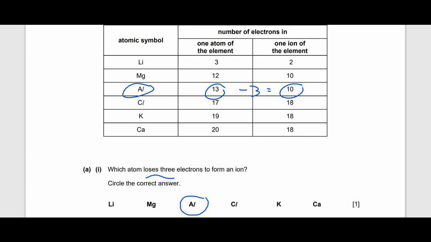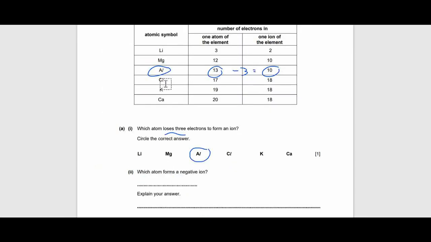Next, we move on to the next number. Question A, part 2. Which atom forms a negative ion? And explain your answer. 10 seconds from now.